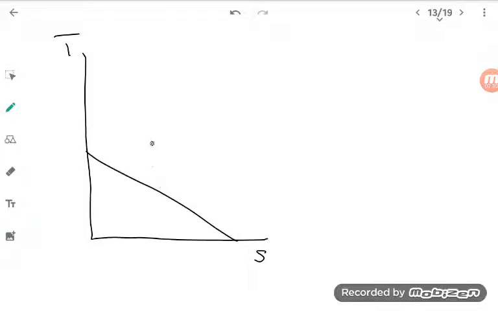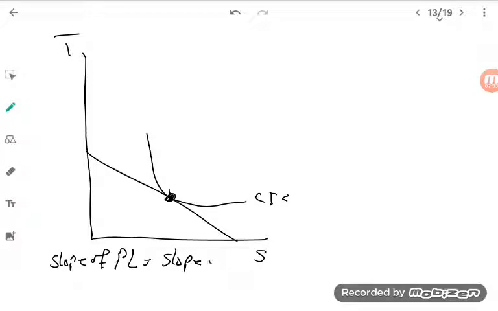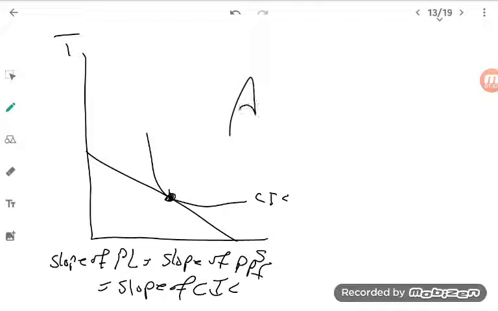If it is a closed economy, the case of autarky, this is CIC, and this is the point of tangency. At this point, the economy will achieve equilibrium. At this point, slope of price line equals slope of PPF equals slope of CIC, as we said before. So this is the case of autarky or closed economy.